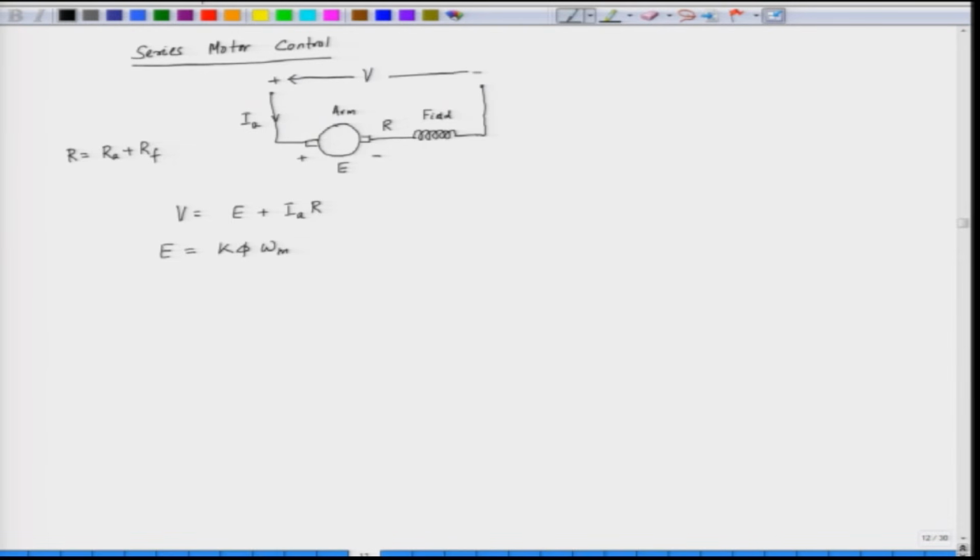Now, here the flux is produced by the series field, and flux is a function of the field current, which is the same as the armature current. Here we have to note that I F is the same as I A. The field current here is the same as the armature current. So, what is the flux in this case? Flux here is given as Kf into If, because as you go on varying the field current, the flux will change. This assumes magnetic linearity.